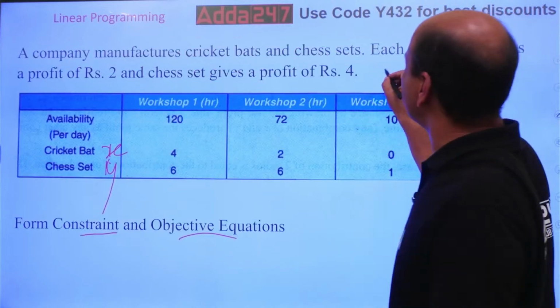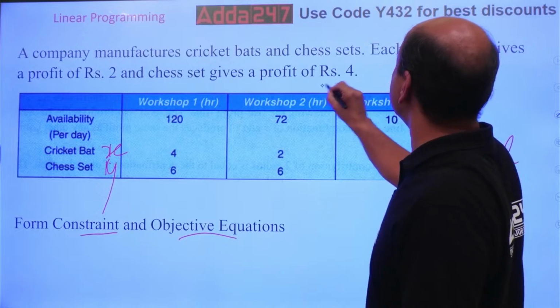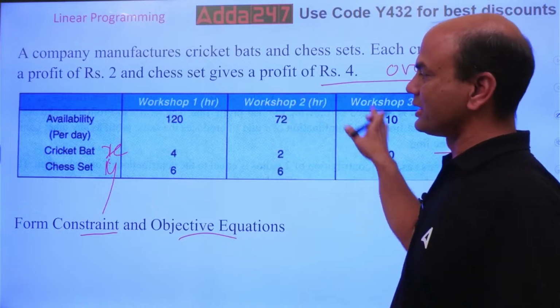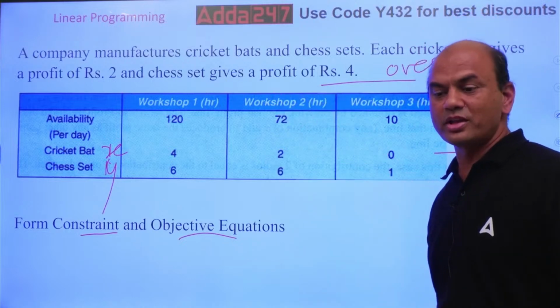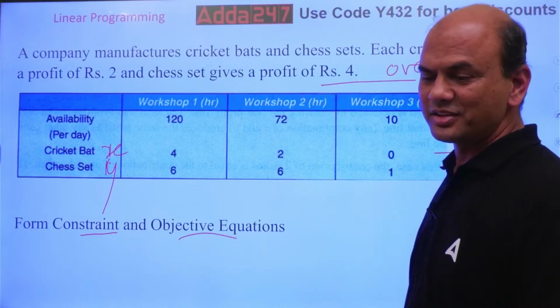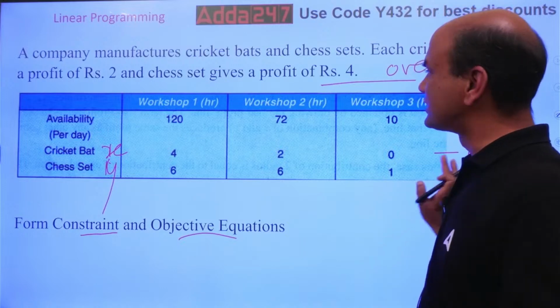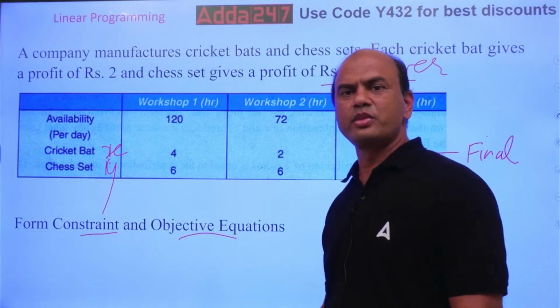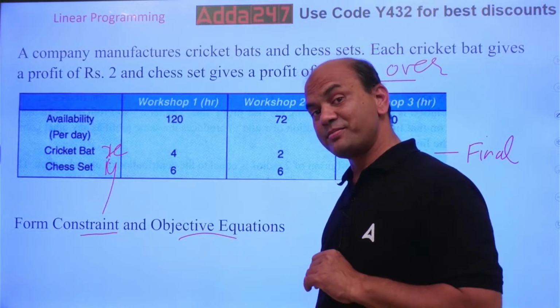Okay, this is done, so forget it. Now this is over, cancel this. Okay, over, I'll write it over here. Now we have to look at this part. What are the constraints? The constraint is about this workshop. Everything is about the workshop, right? So what are the constraints? Let's see.